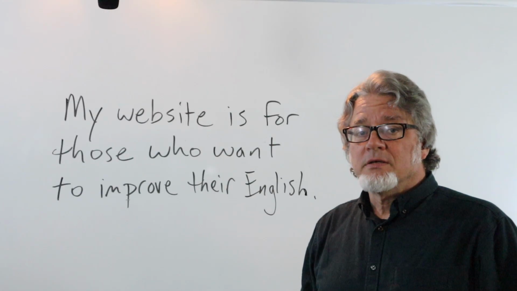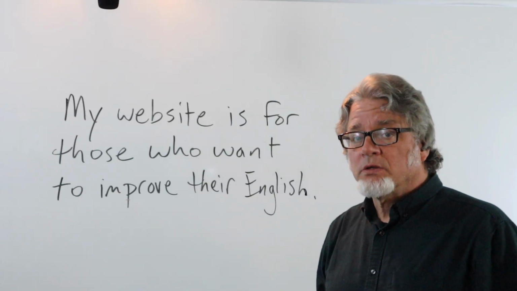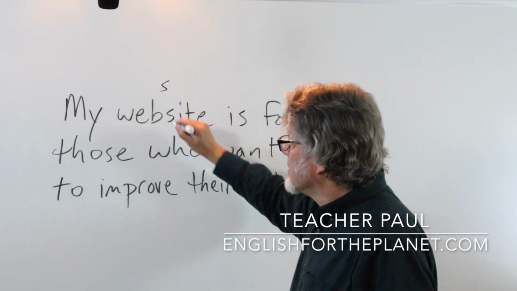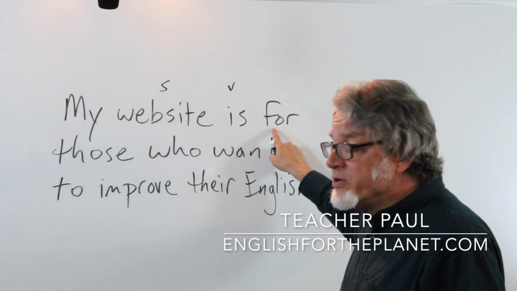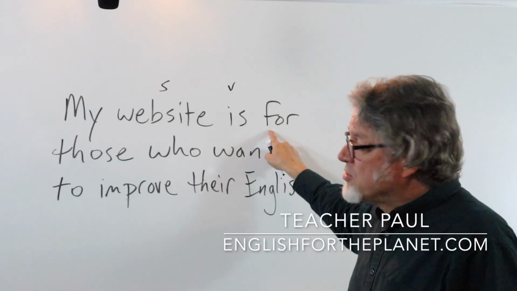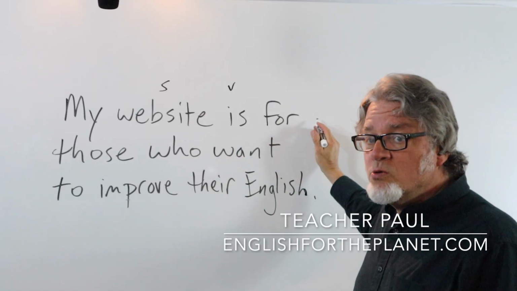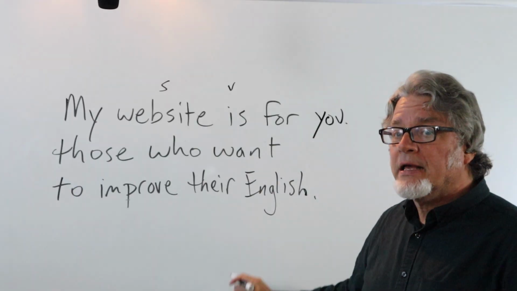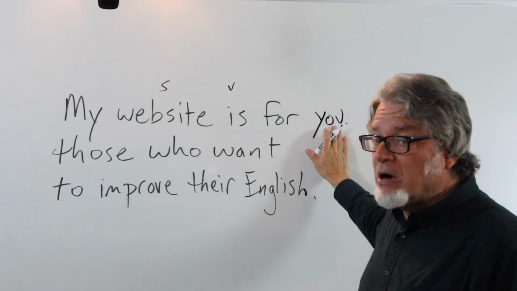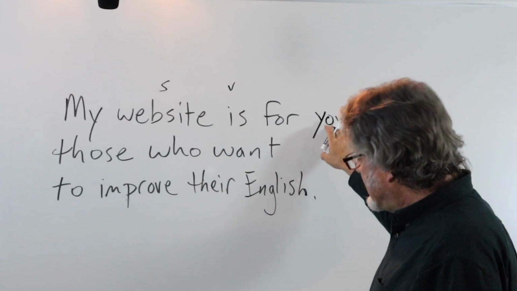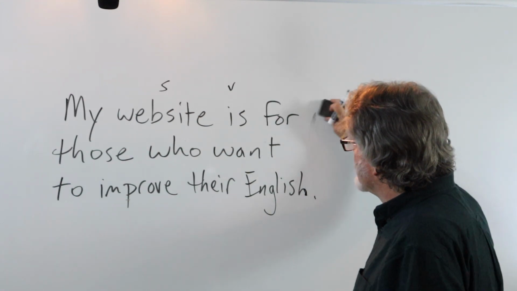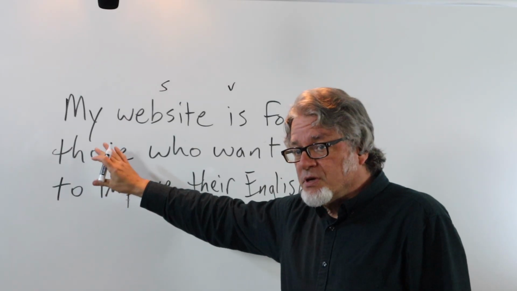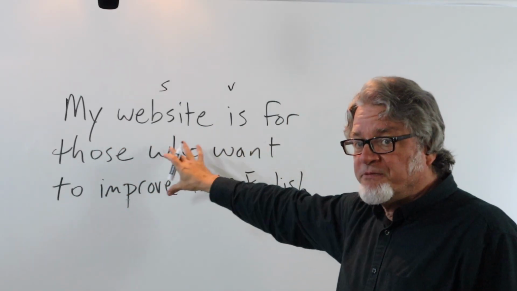My website is for those who want to improve their English. Here's the subject, here's the verb, and then here's a preposition. I could put the word you right here. My website is for you, and then this is just a simple prepositional phrase. Instead, it starts with those. So this is a kind of prepositional phrase.